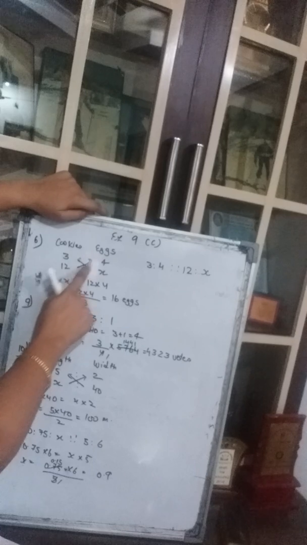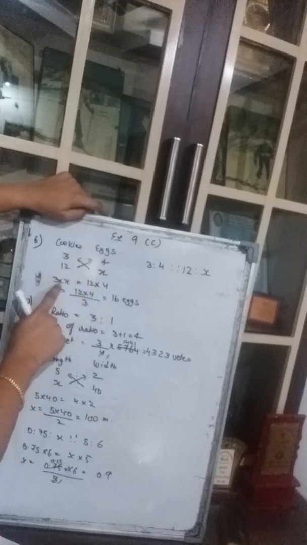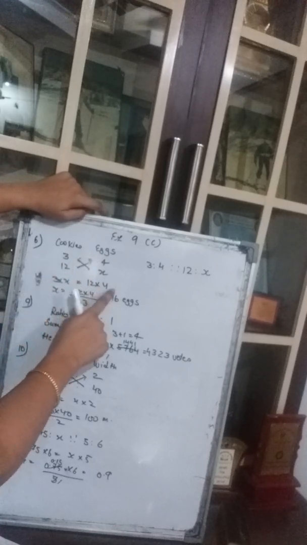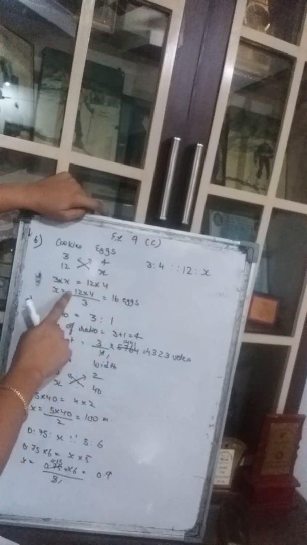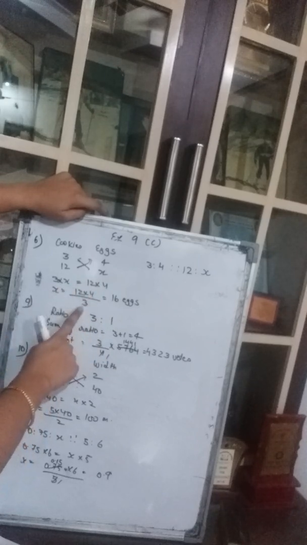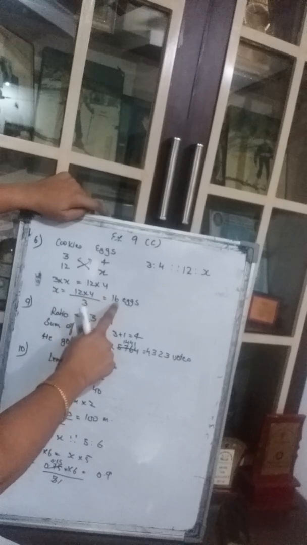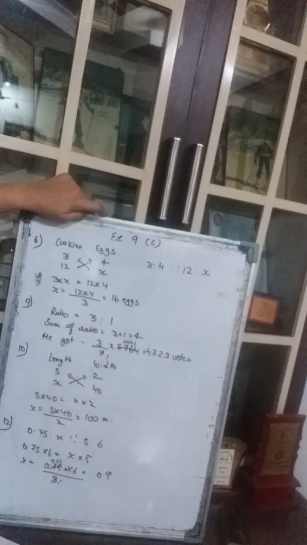So, let's do the cross multiplication here. So, what will happen? 3 into x is equal to 12 into 4. x is equal to 12 into 4 upon 3. And when you cut them, you will get 16 eggs. This is the answer. Let's do the ninth question now.